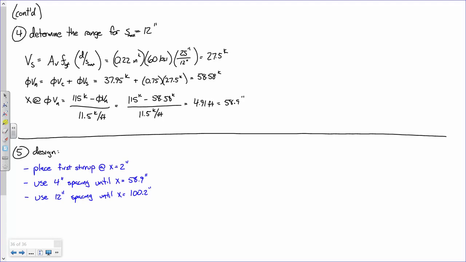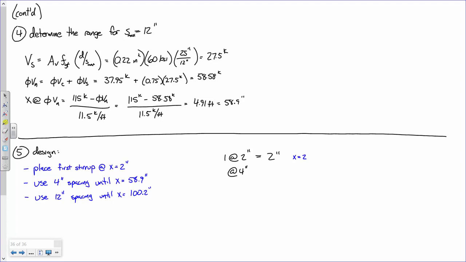Now, my first stirrup at 2 inches, that is X equals 2. We start at X equals 0, and that increment gets me to X equals 2. Just bear with me. The next thing we're going to do is use 4-inch spacing. How many 4-inch increments do I need? If I used 10, I'd have 10 times 4, which is 40, and that would get me to 42, right? That's not enough. How many do we need?